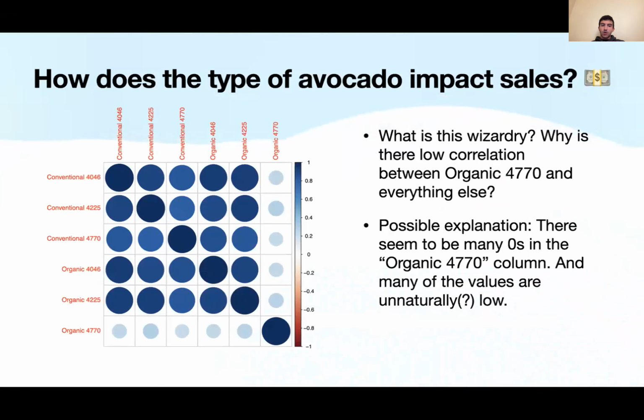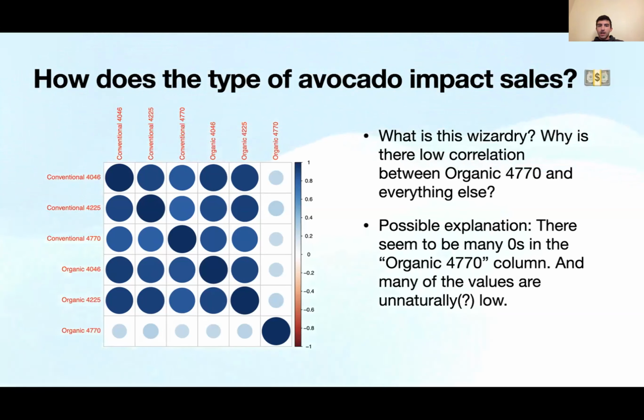Now here we have a correlation matrix for the units sold of each type of avocado. The most striking thing about this correlation plot is that there's low correlation between organic 4770 avocados and everything else. So I first want to explain what the numbers mean. 4046 is a small to medium avocado, 4225 is a large avocado, and 4770 is an extra large avocado.